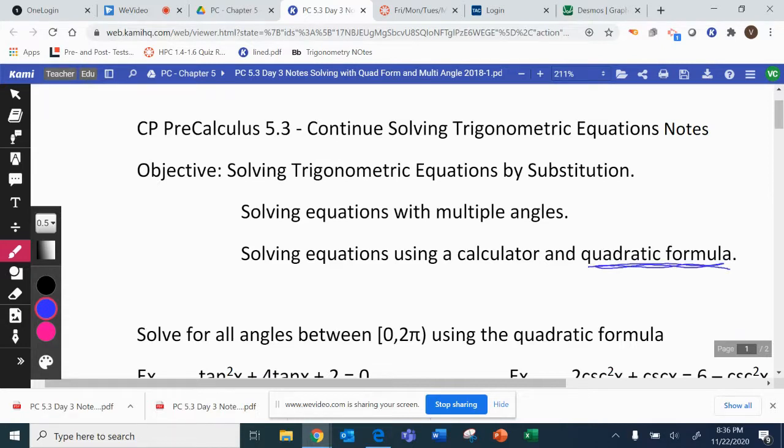And then we'll also solve some equations with multiple angles, and you'll find out what that means when we get to that section. We're going to start out with solving equations with the quadratic formula.